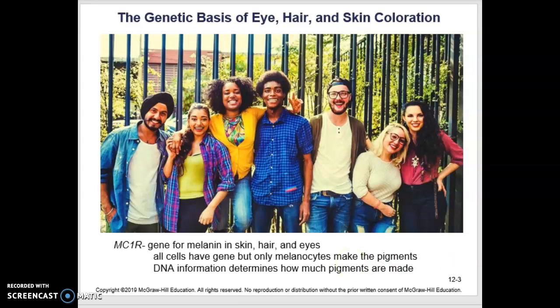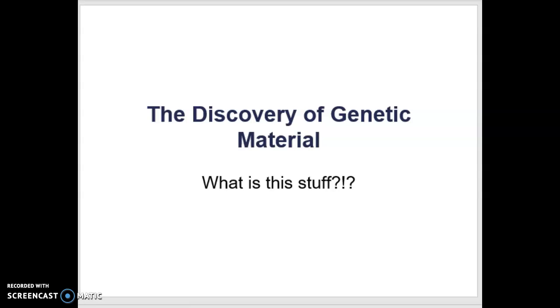How are these codes turned on and off? How are these certain traits expressed only in certain cells and not others? We're going to talk about that in this chapter, and also how this code is expressed, how the code is turned into a certain protein, or in this case, melanin, which is a certain protein. And this is going to be chapter 12.